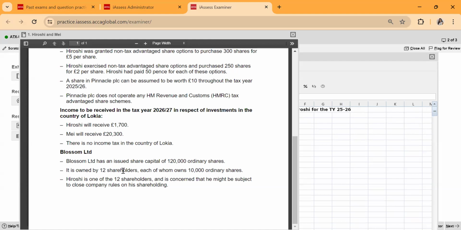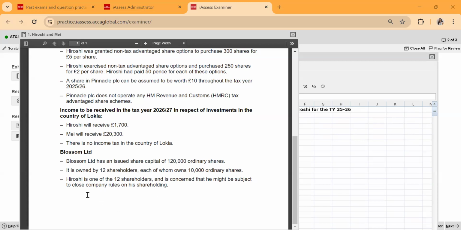What is a closed company? A closed company is a company where the major shareholding is owned by a maximum of 5 shareholders, the top 5 shareholders, each of whom owns only 10,000 shares, right? Maximum 5. So if I take 5 shareholders, 5 into 10, including the relatives and connected persons, 5 into 10 is 50,000. If I look at 50,000, then it's not a majority shareholding, right?